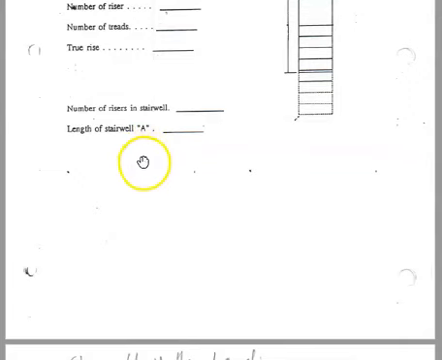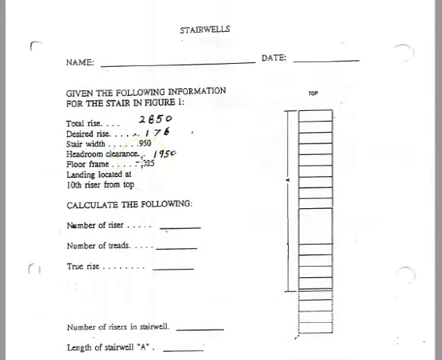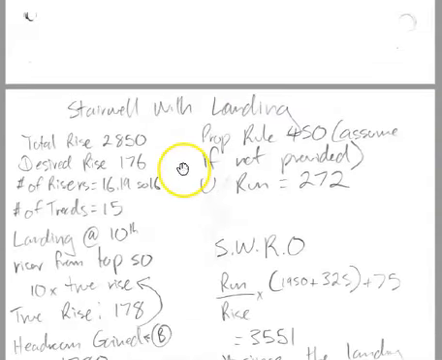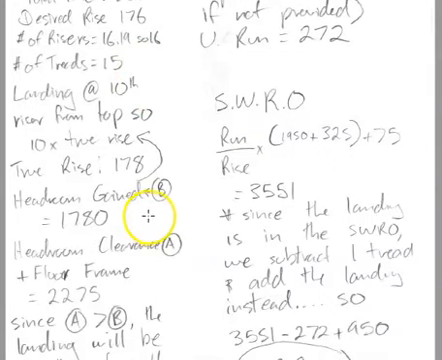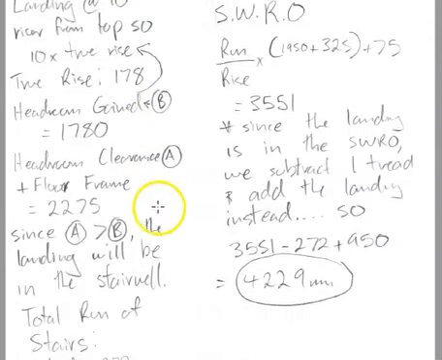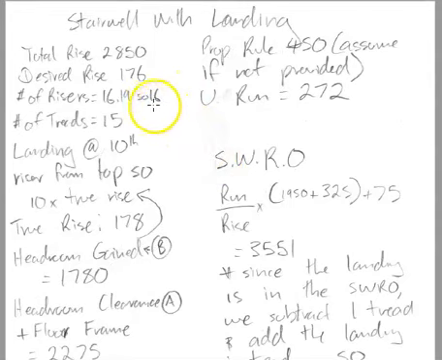Also in this question, we're not given a proportioning rule for the rise and run. So when it's not given, always assume 450. So we can also calculate our unit run, which would be the proportioning rule minus the true rise, which is down here. So we take that 16 and divide 2850 by it, and we get a true rise of 178. So from that, with the proportioning rule, 450 minus 178, we get 272.